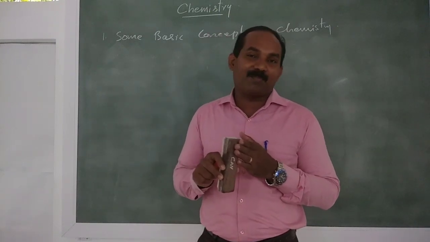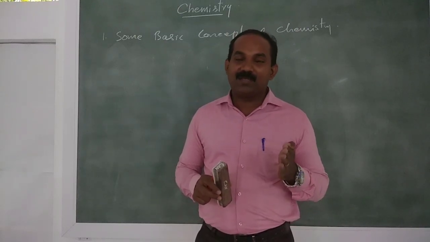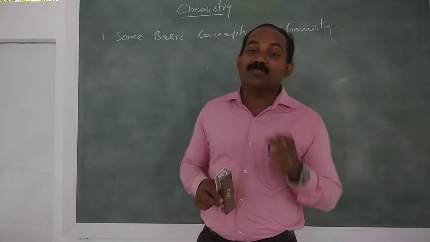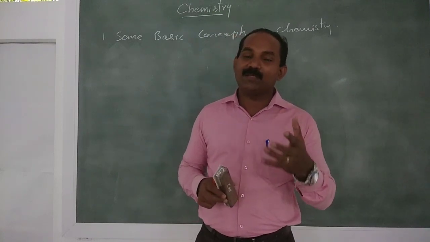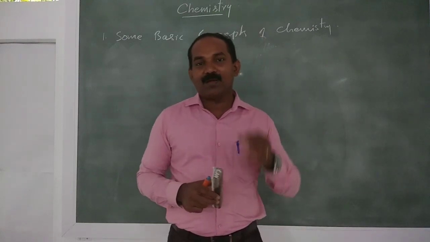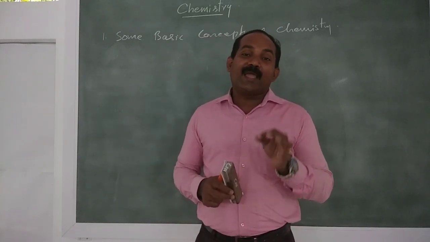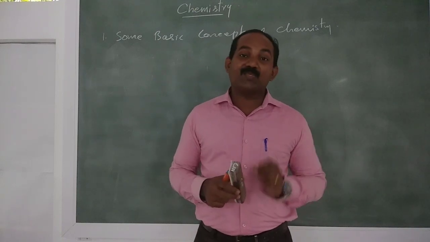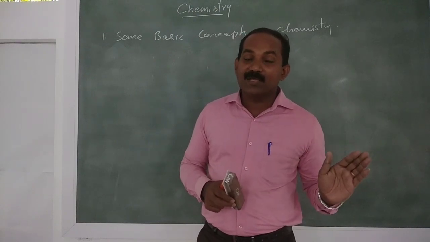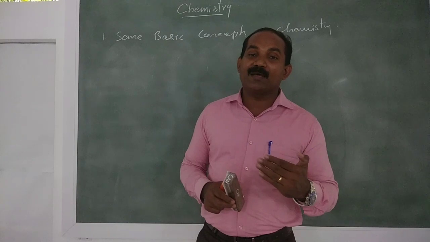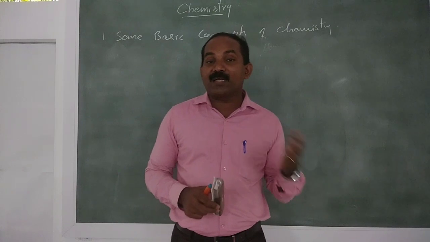Current is measured in ampere. Temperature is measured in Kelvin. Then amount of substance is measured in mole. You heard about the term mole? I think you studied it in 9th class. And the luminous intensity, light intensity, is measured in candela. There are 7 basic units. Let's discuss them one by one with their symbols and units. The other units are derived units.